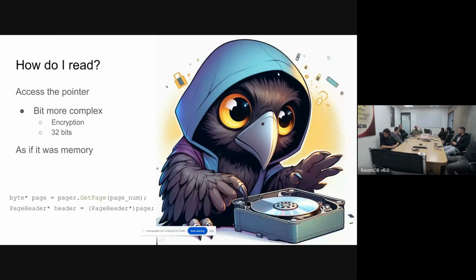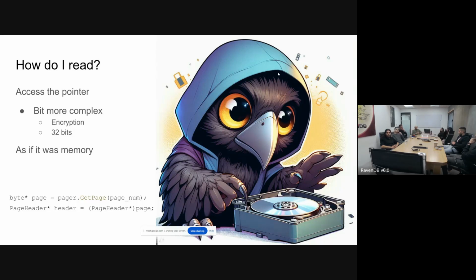One of them: if we have encryption, then the data is encrypted, so we cannot just give you a pointer. We have to first get the encrypted data, decrypt it into a local buffer, and then give you the decrypted buffer. If you're running on 32 bits, it's also more interesting, because right now I'm using a 5 gigabyte database on a 32-bit OS. I cannot actually map 5 gigabytes, so I have to map a section of it each and every time. But conceptually, this behaves very much like it is in memory.